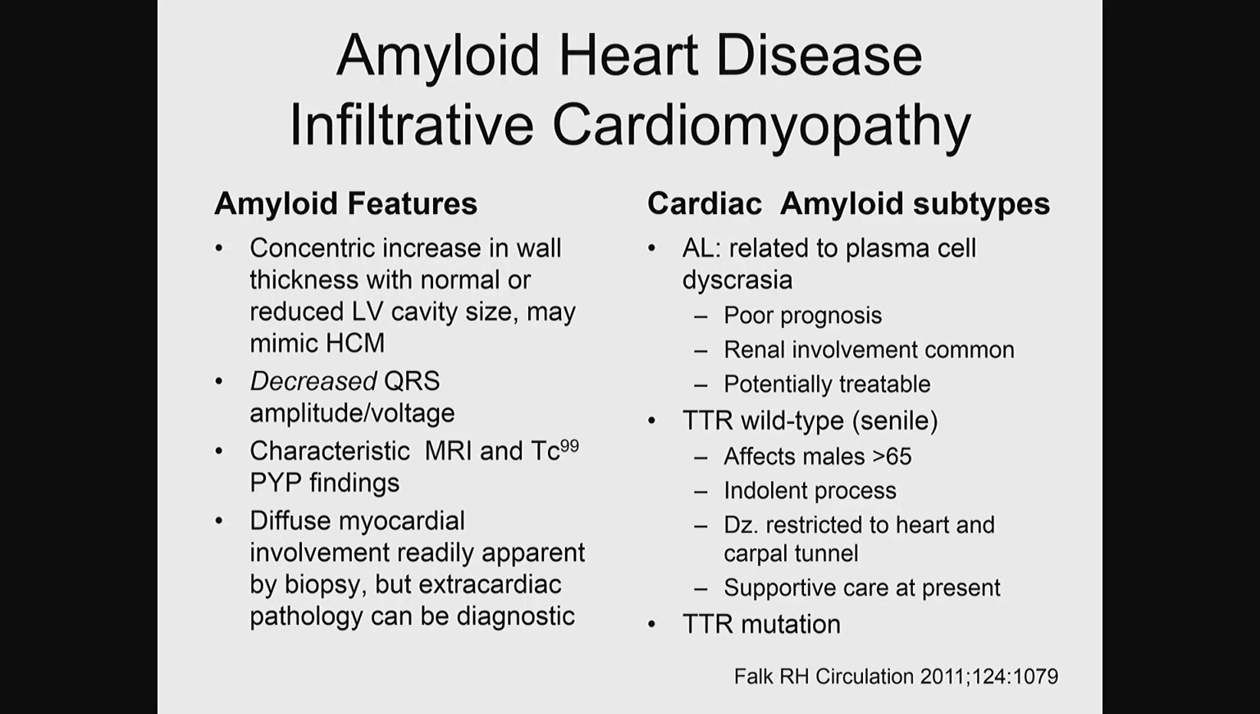In wild type TTR, this disease almost uniformly affects men above the age of 65. It is an indolent process which is often preceded by carpal tunnel syndrome and is managed principally with supportive care. However, therapies are rapidly being developed for both wild type and mutated TTR, which may allow disease modification.